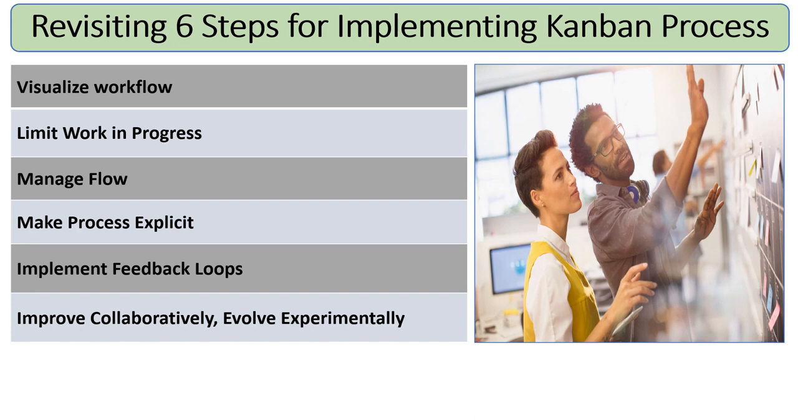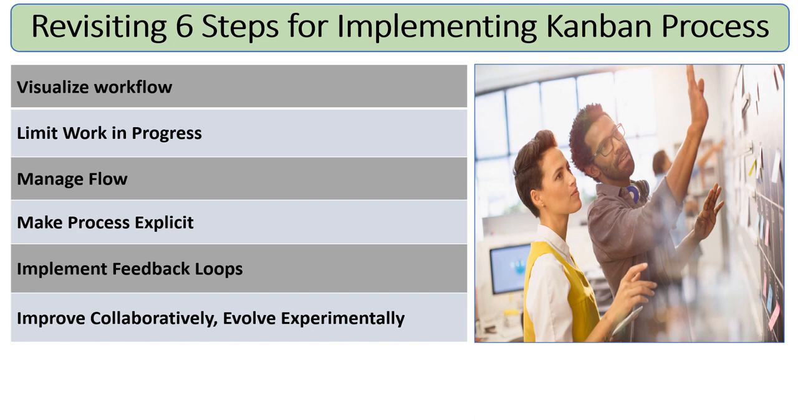The fifth one is implementing the feedback loops. That means, at regular intervals, we are looking back, we are reviewing, we are doing a retrospective, we are reflecting on how things are working for us. And the last one is improving collaboratively and evolving experimentally. So we are working in a collaborative manner, we are seeking feedback from each and every one, and as a team we are reflecting on how things are working, and we are open to experimentation, trying new things, making some changes in the workflow to make it better and optimized. So these are the six steps which guide the Kanban process implementation.